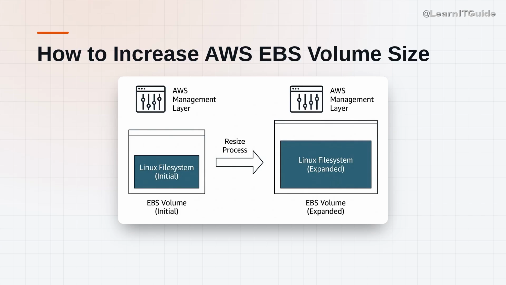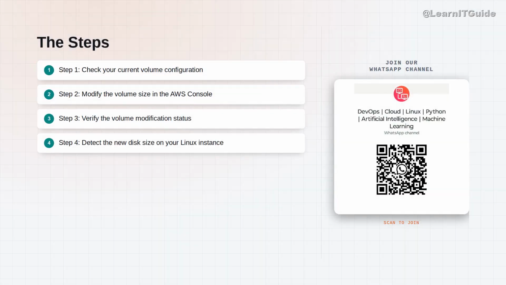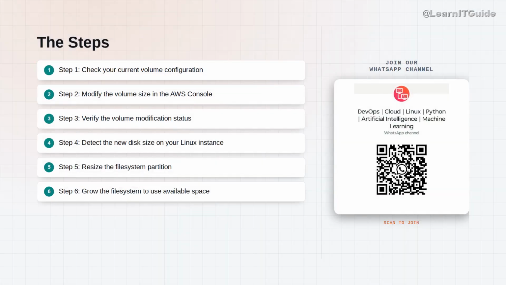We are going to look at the process for both the AWS management layer and the underlying Linux file system. Specifically, we will cover checking your current setup, modifying the volume in the AWS console, monitoring the modification progress, detecting the disk change on your server, resizing the partition table, and finally growing the file system itself. Watch the full video without skipping any content to understand it better.